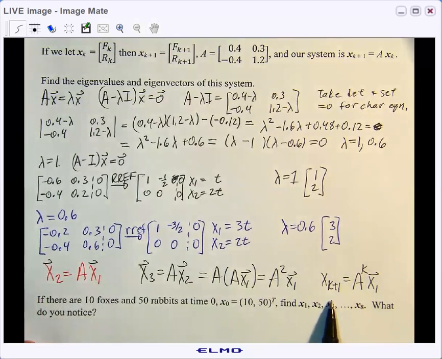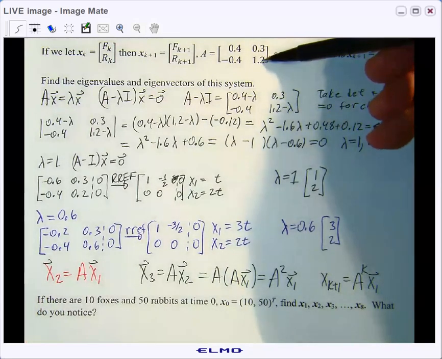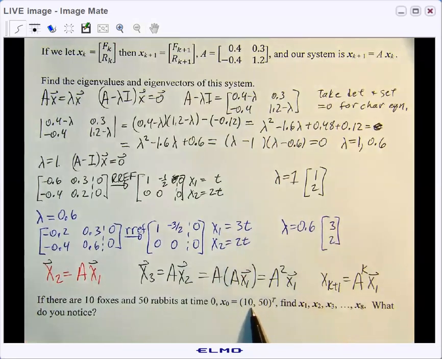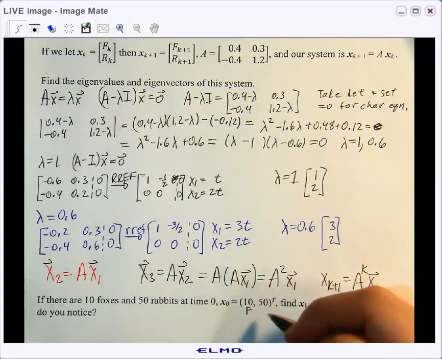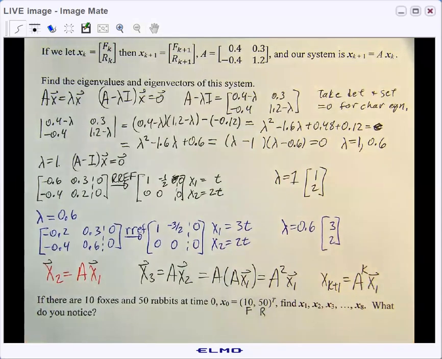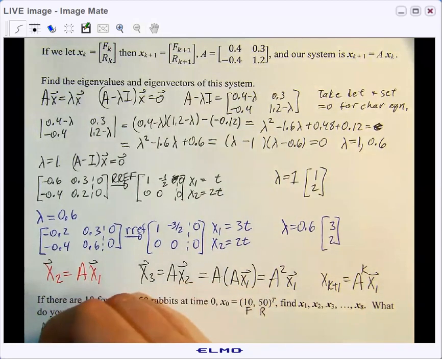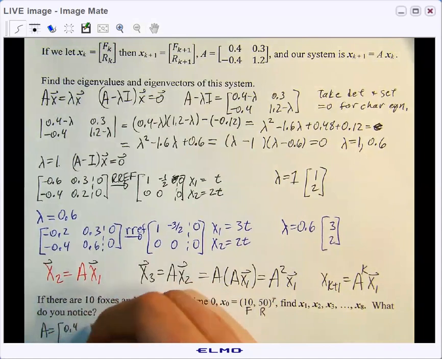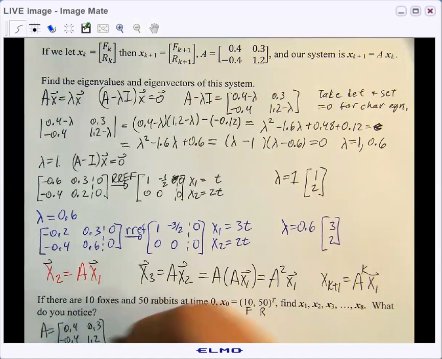So let's go ahead and put our A matrix into the calculator. And let's suppose that we start out with 10 foxes and 50 rabbits and see what happens. So I'm going to put the A matrix in as 0.4, 0.3, negative 0.4, and 1.2. And I'm going to put the B matrix in as a column that is 10, 50. So a 2-by-1 matrix.